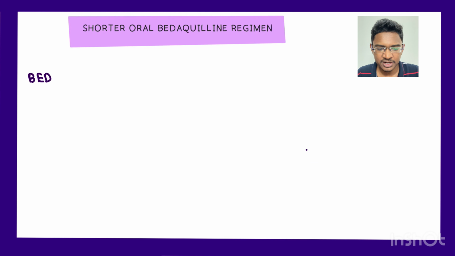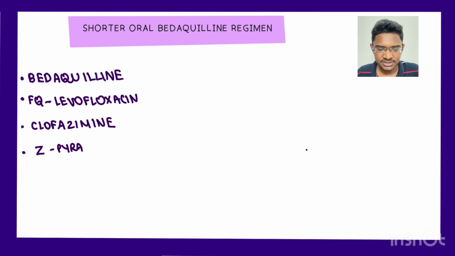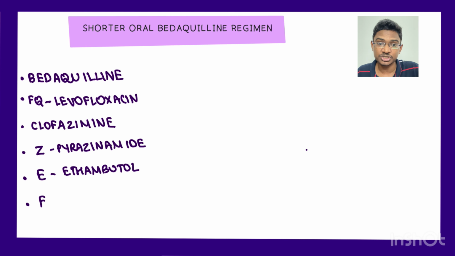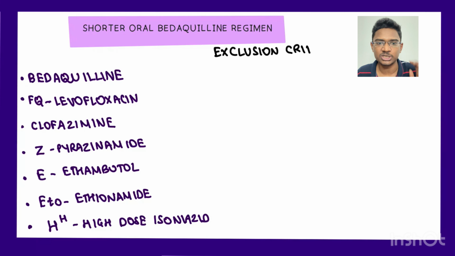So among the group A drugs, two drugs best friends, bedaquiline and fluoroquinolones, which is levofloxacin. Next is, among close friends, we take clofazimine. Next, since I told delamanid is a reserve drug, we are not using it upfront here itself. We use all the other oral drugs like pyrazinamide, ethambutol, ethionamide and high dose isoniazid.